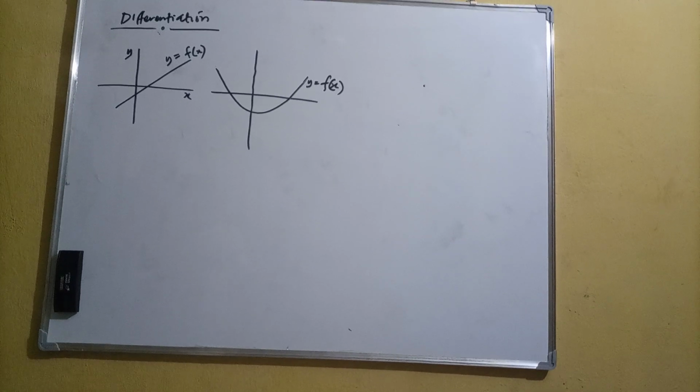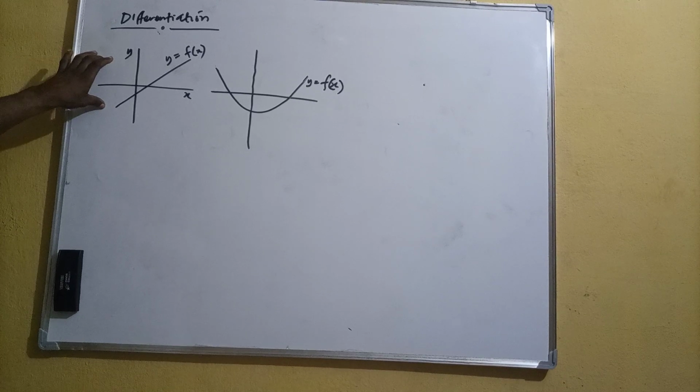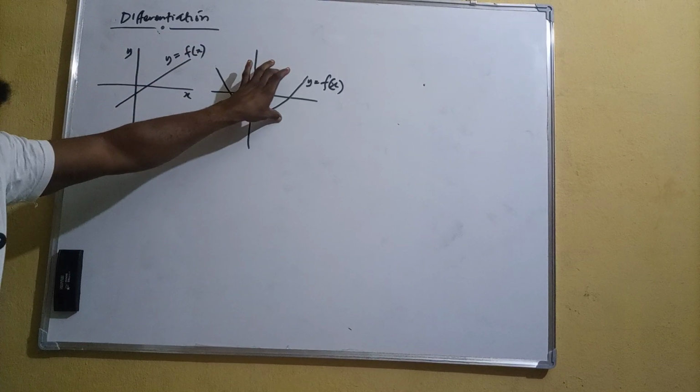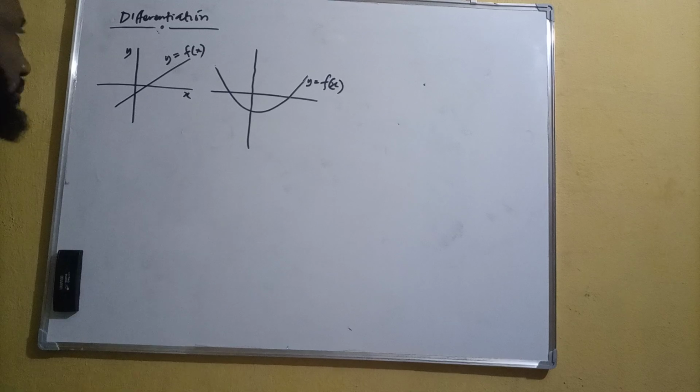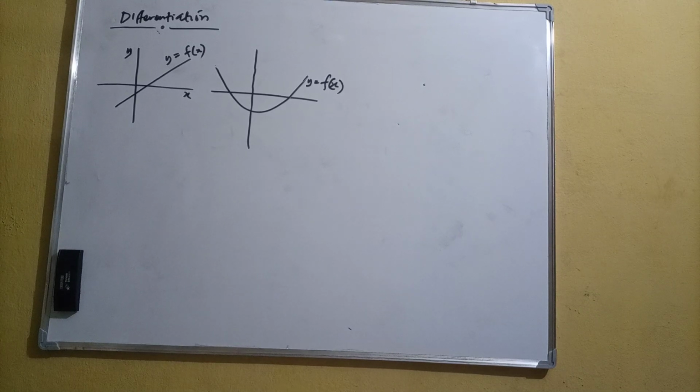All right, we're looking at differentiation. We have two diagrams on the board. This is a linear function, and this is a quadratic function. Now, what do we do with this differentiation? Differentiation is simply a change in one parameter with respect to the other.